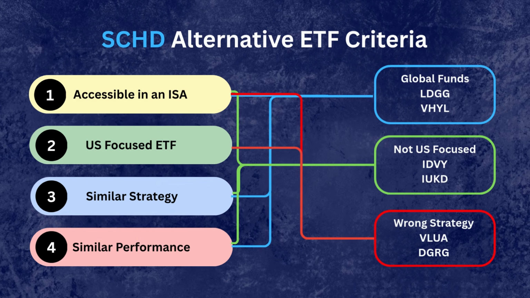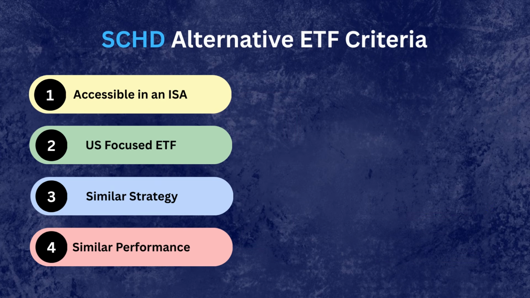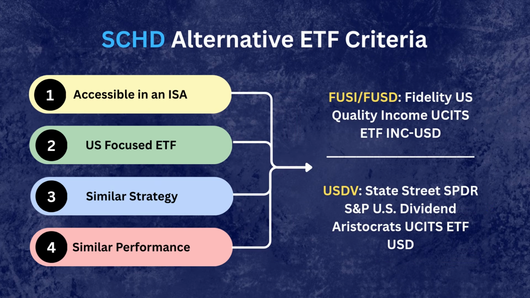After filtering everything down, only 2 ETFs actually tick the boxes, FUSD and USDV. These are the only ones that UK investors can buy in an ISA, focus primarily on US equities, and follow a quality dividend style approach.